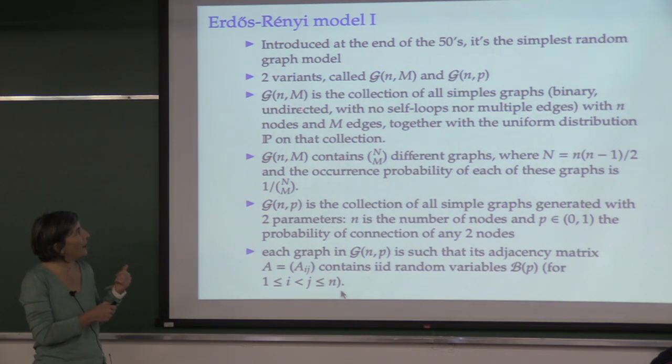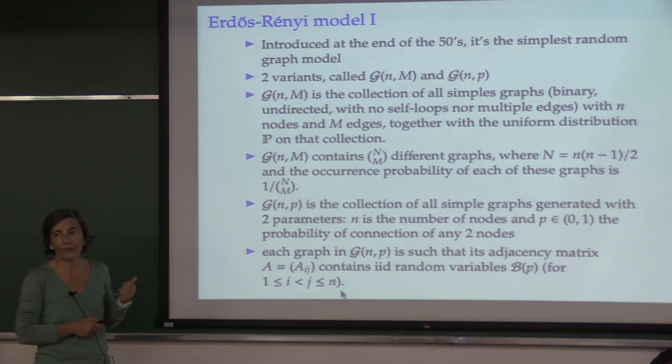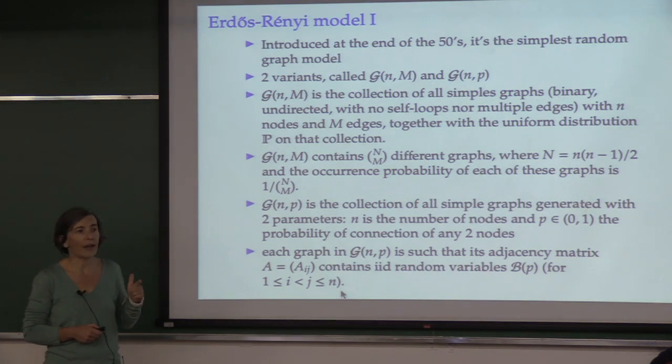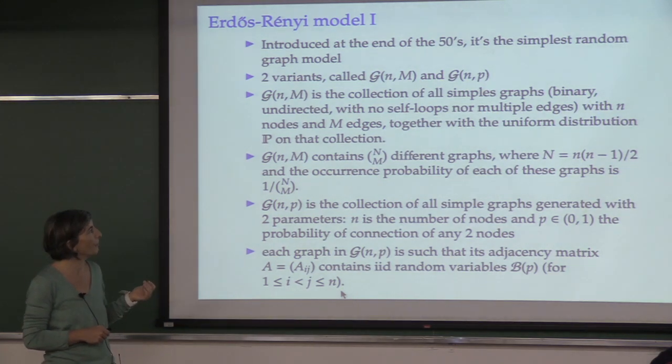In the GNM model, you fix the number of nodes n, and you fix the number of edges m. So you consider the collection of all simple graphs. A simple graph is just a graph that is binary, undirected, with no self-loops, no multiple edges, okay? So you consider the collection of all simple graphs with n nodes and m edges. And on this collection of graphs, you take the uniform distribution. So every graph in that collection can appear with the same probability as any other.